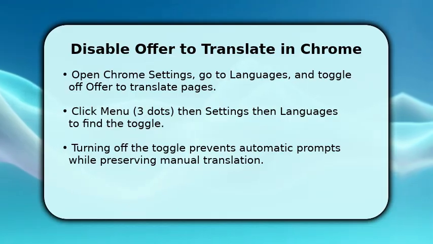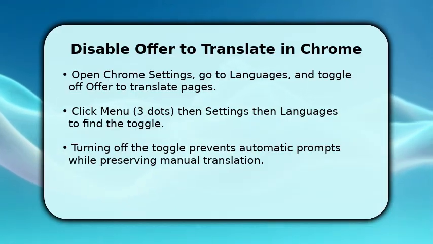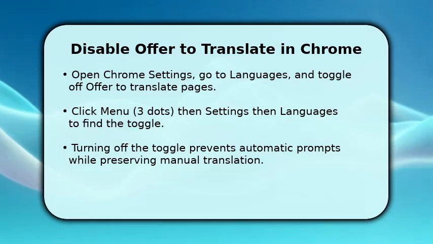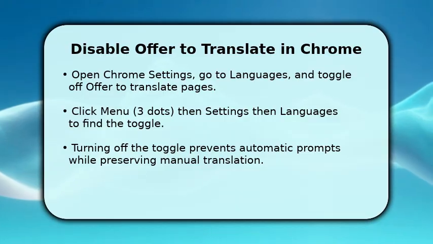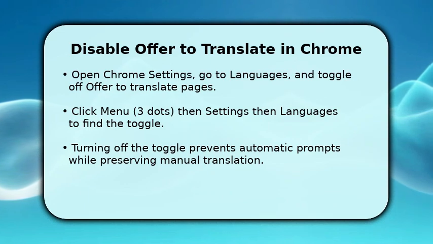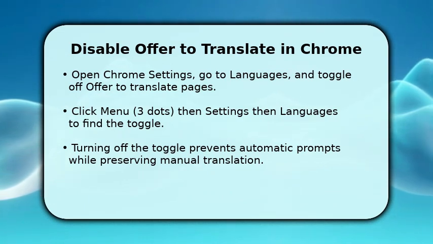Find the toggle labeled "Offer to translate pages that aren't in a language you read." Turn that toggle off to stop automatic translation pop-ups immediately. This change keeps the translation option in the right-click menu for manual use. You will no longer see unsolicited Google Translate pop-ups on desktop websites after this step.